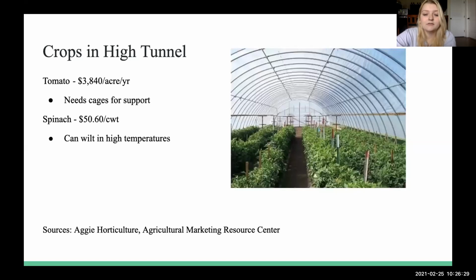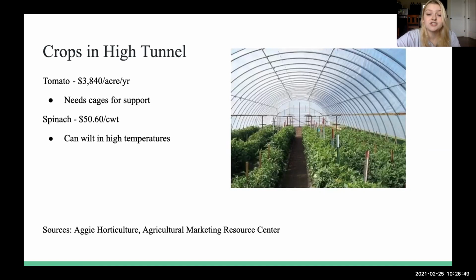As for the high tunnel, we actually have some more freedom because it's a smaller growing area. It's easier to do some more manual labor on the crops. For example, tomatoes need to be grown with cages because they need some support, and we'll have an easier time doing that in the high tunnels versus out in the fields.